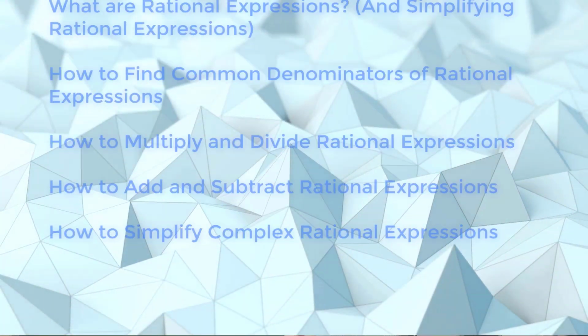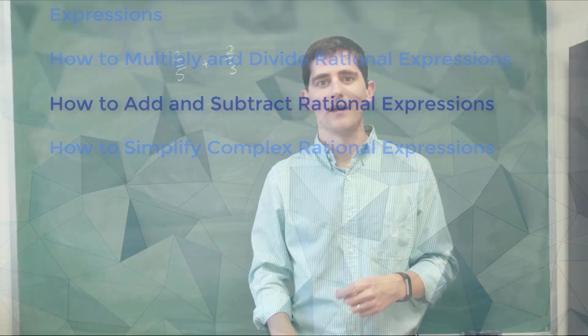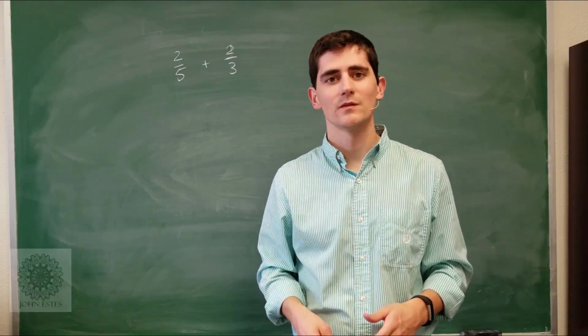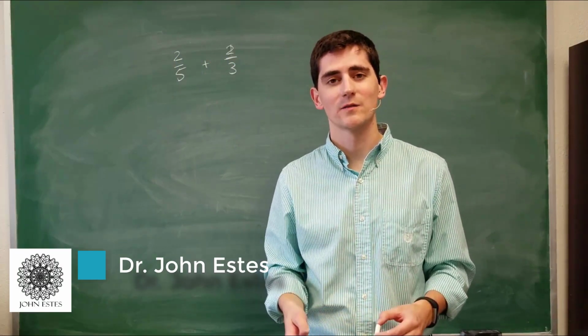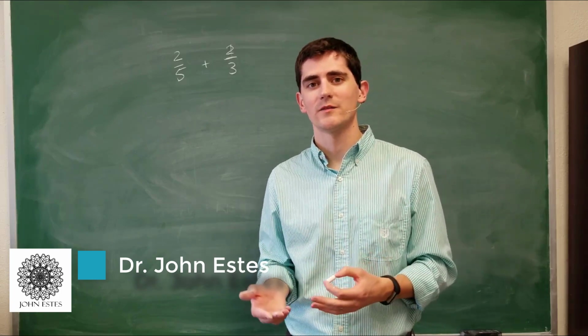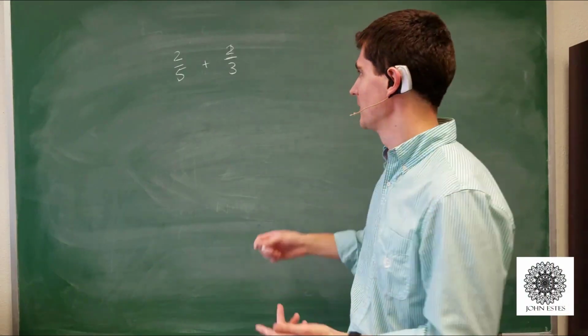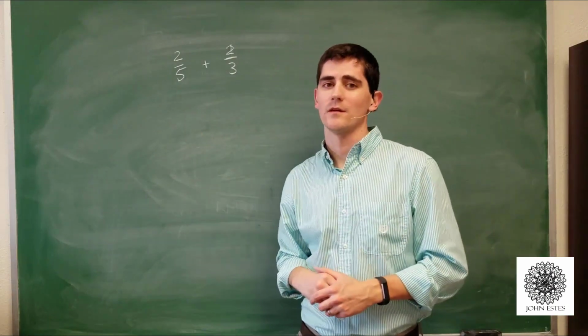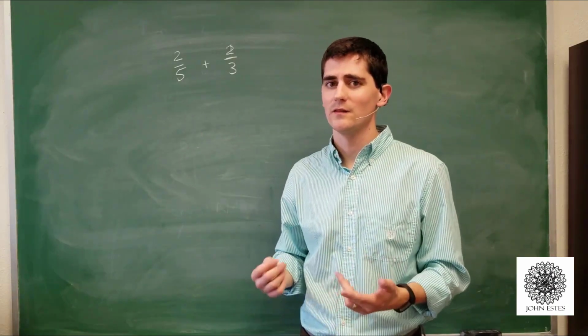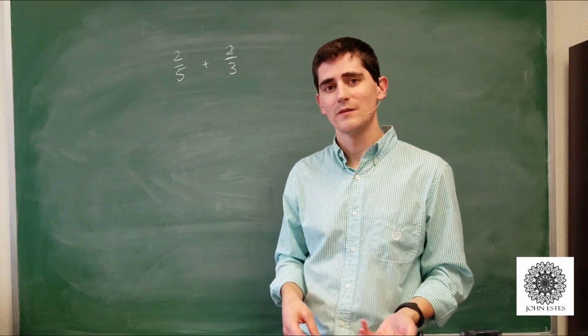I want to show you how to add and subtract rational expressions, and I think a great way to illustrate the principles of subtracting and adding rational expressions is by looking at how to subtract and add common fractions, because the mechanics are the same. For example, here I have 2/5 plus 2/3, and if I want to add them, I know I need to get a common denominator.